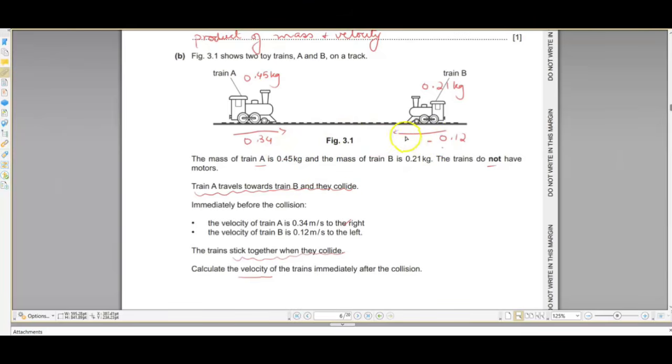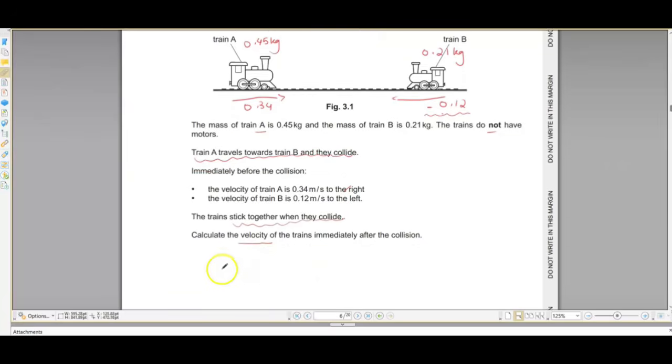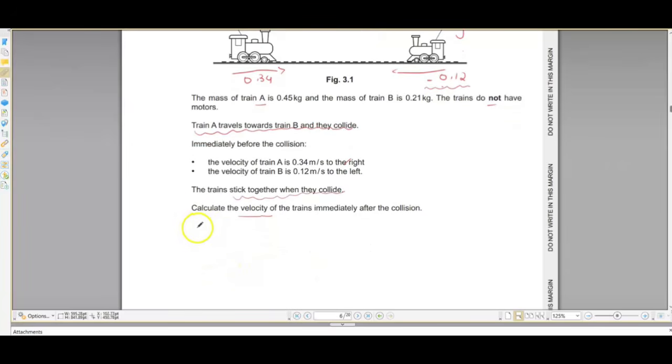Both of them are moving, so what implication would it have? The implication would be that one of the velocities has to get a negative sign because they are moving in the opposite direction. Now what we have to do is calculate the velocity of the trains immediately after collision. So according to the law of conservation of momentum, m1 v1 plus m2 v1 is equal to m1 v2 plus m2 v2.